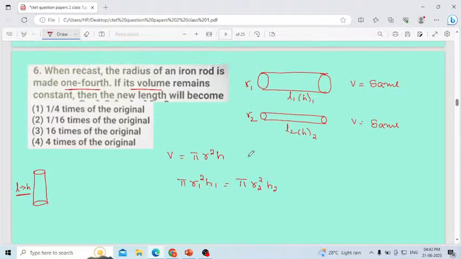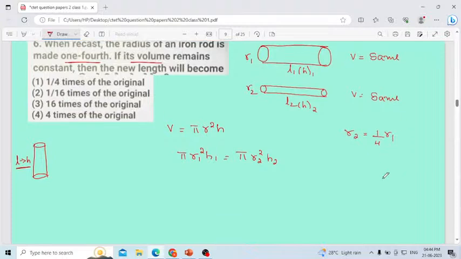Then one important thing is given in the question itself: the radius r2 of the iron rod will be 1 by 4th of r1. How much is it reduced? 1 by 4th of r1. Therefore r2 will be 1 by 4th of r1. When recast, the radius of an iron rod is made 1/4, reduced to 1 by 4th of r1. Therefore in place of r2 you can substitute 1 by 4 r1.